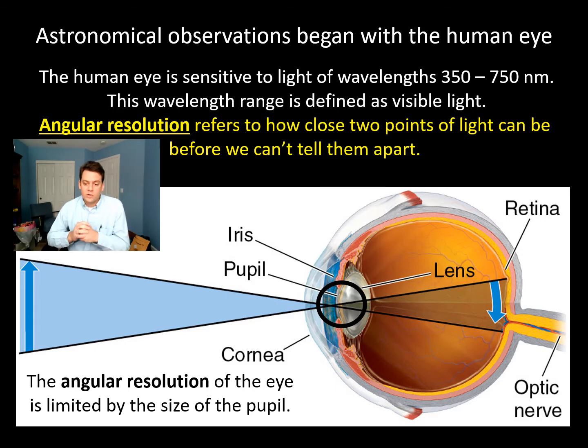And this is something that we're going to come back to again and again in the context of developing bigger, better telescopes, because the larger the aperture is, the more light you can get in, the better resolution you can get, the better images you can get, and the more information you can get.